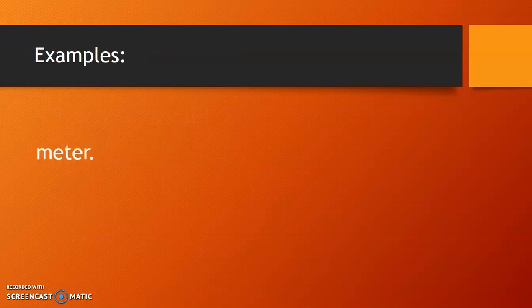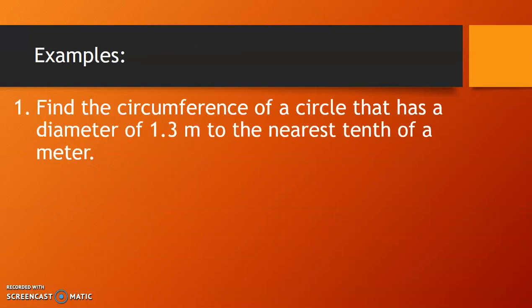Alright, so let's get into some examples here. I want to find the circumference of a circle that has a diameter of 1.3 meters to the nearest tenth of a meter. So I'm going to use the equation pi times diameter since I'm given diameter. So we're going to take pi times 1.3. And that's going to be 4.1 if I round it.